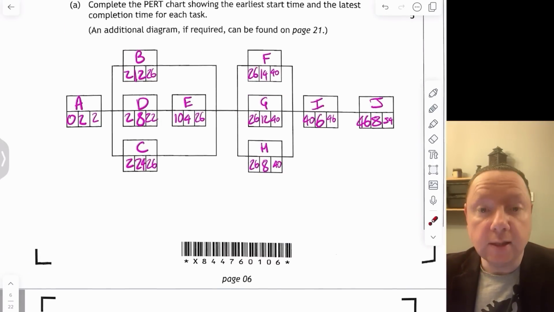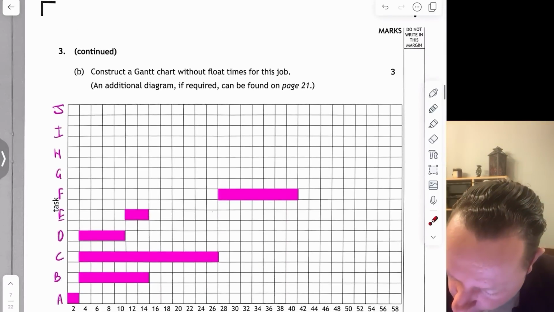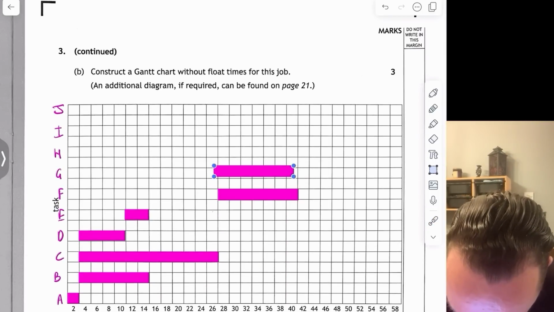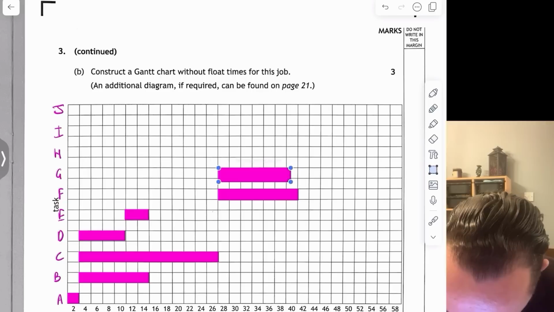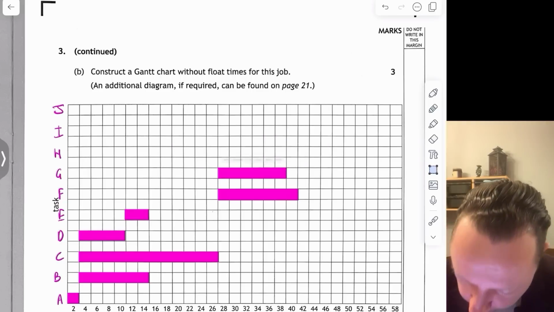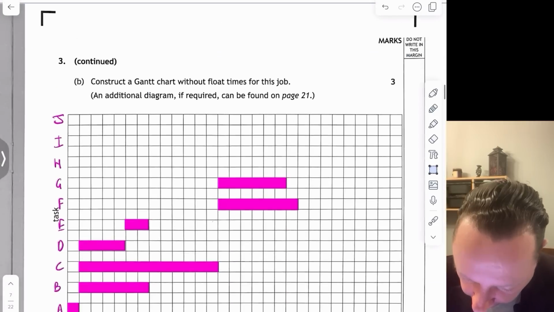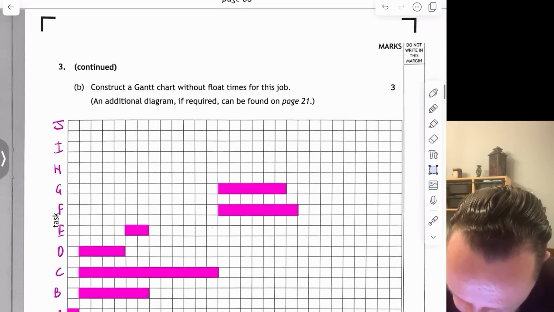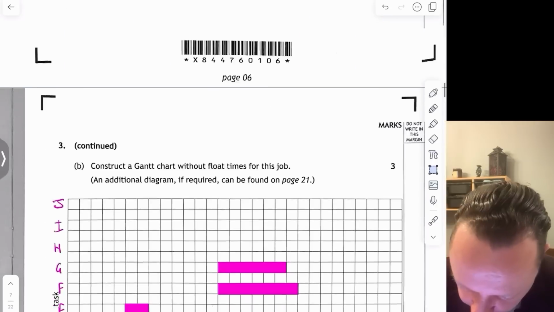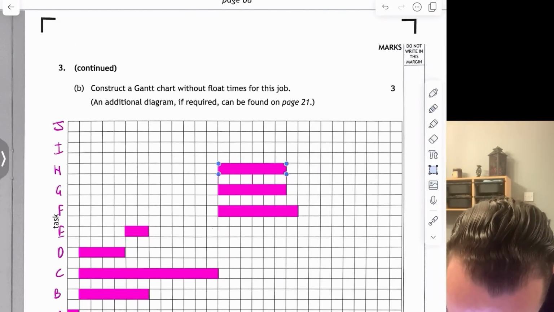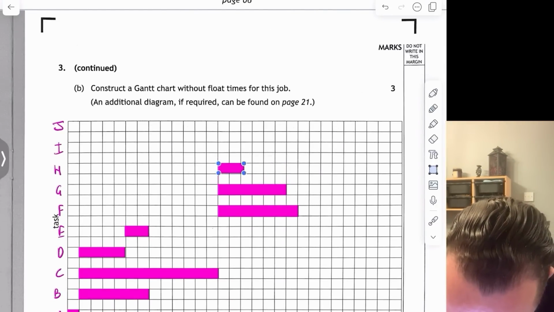G starts at 26 and takes 12. Starts in the same place. Takes 2 less. No, H starts at 26 and takes 8. Starts in the same place. 2, 4, 6, 8.